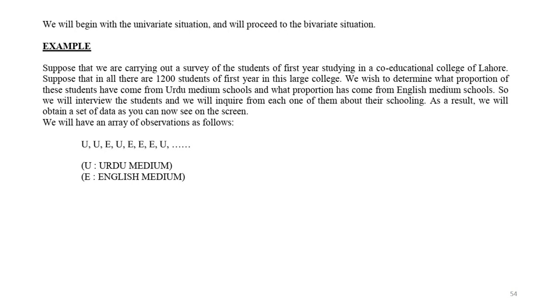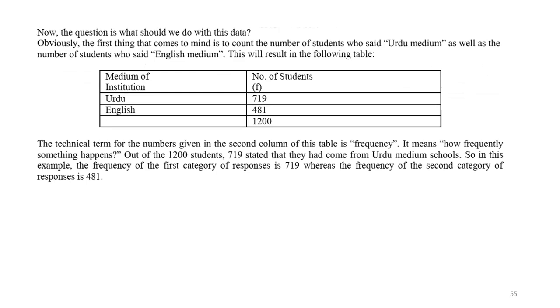As you can now see on the screen, we will have an array of observations as follows. Here we have taken only two categories, Urdu medium and English medium. For example, the first student says Urdu medium, second Urdu medium, third says English medium, fourth says Urdu, fifth student says English, sixth says English, seventh says English, eighth says Urdu, and so on. Now the question is, what should we do with this data? Let's go and explain more.